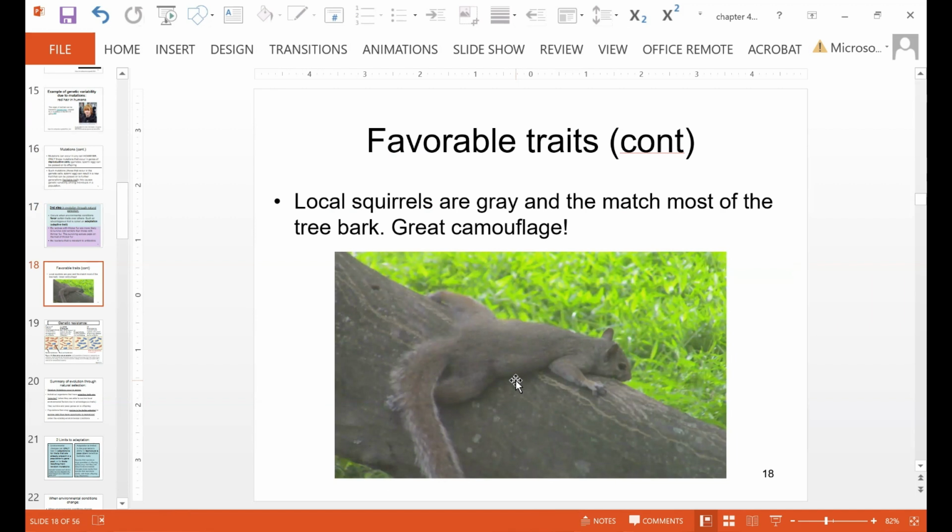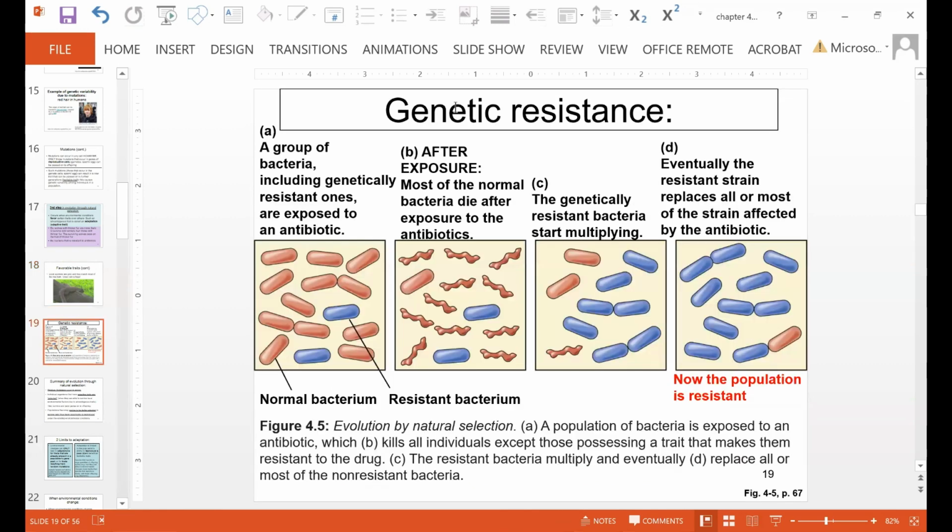Here is an example of a favorable advantageous trait. Local squirrels are gray, and they match most of the tree bark that is also in the area. So this becomes excellent camouflage. And then we have genetic resistance of bacteria being resistant to antibiotics.